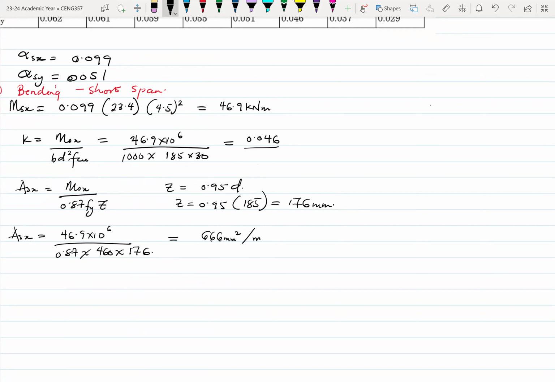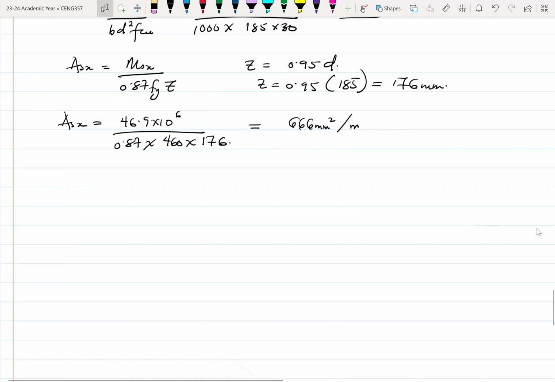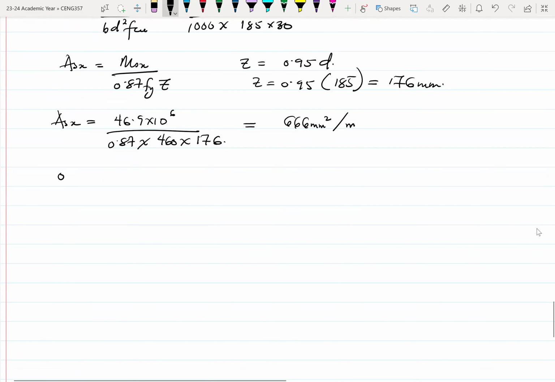Again, I think I mentioned this in the last lecture that we are looking at per meter width of the slab. So everything is calculated per that meter width. So let's say our diameter of bars is 12 millimeters.